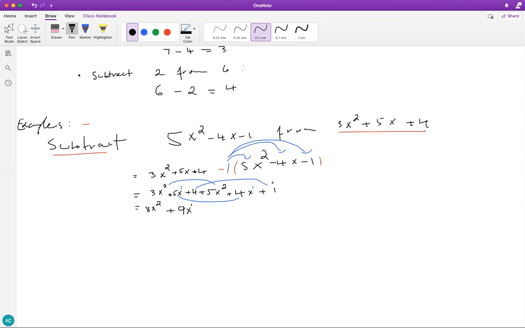Finally, positive 1, that's 5. Do we need to do anything else here? No. All these terms are different: x², x, 5, that's it. You stop right here. That's the final answer. You can't add different terms, just like x plus y. These are different terms. We can't say 2y or 2x. These are completely different things. Same thing here. This is different than this. So these are different terms.